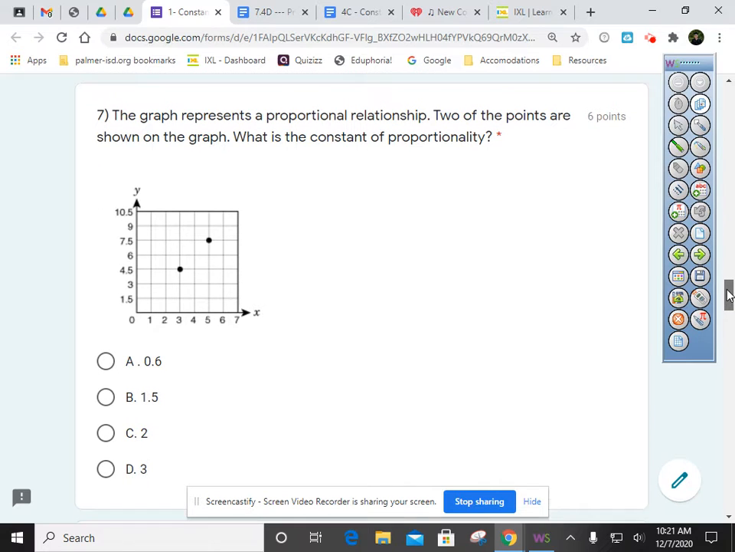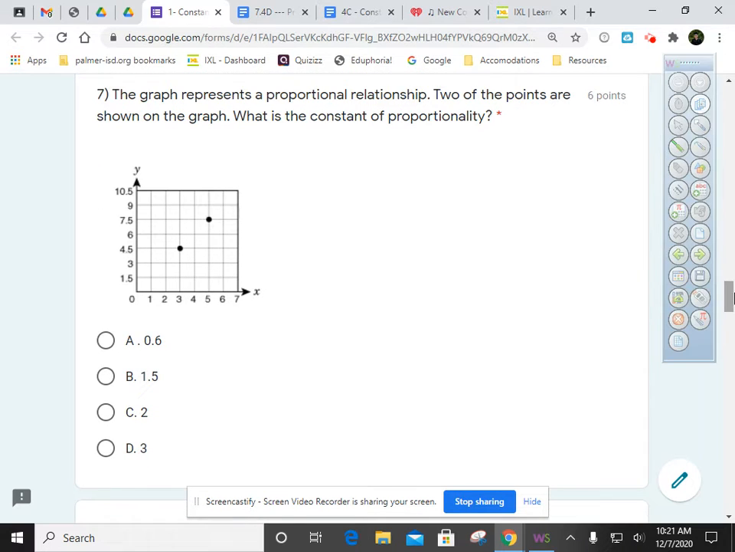Number 7, the graph represents a proportional relationship. 2 of the points are shown on the graph. What is the constant of proportionality? Write the formula, fill it in, and solve it. It shows you the 2 points here. You can pick a point. You do not have to use them both. Pick one.